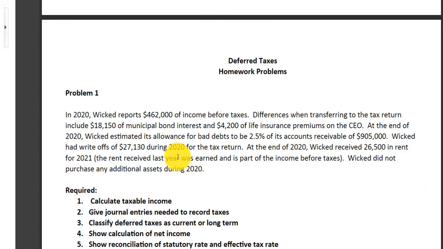We've got $462,000, we've got some municipal bond interest, life insurance premiums, we've got allowance for bad debts, and we've got some unearned rent, a second year of unearned rent. And remember, this is a continuation of what you did in practice Exercise 1 and 2. This is the third year of the Wicked Incorporated tax situation.